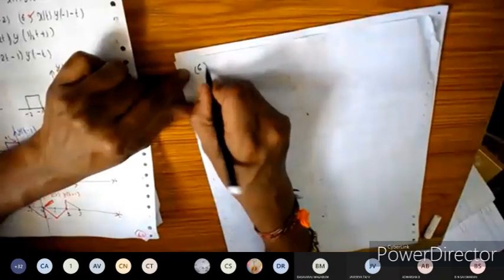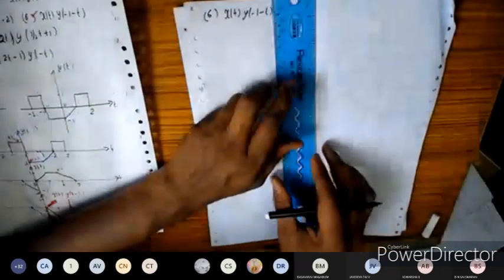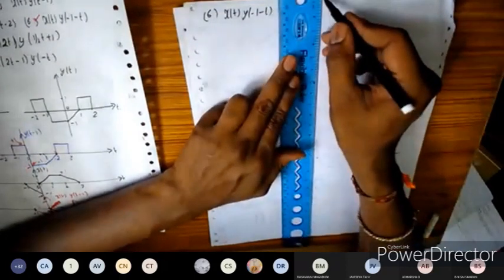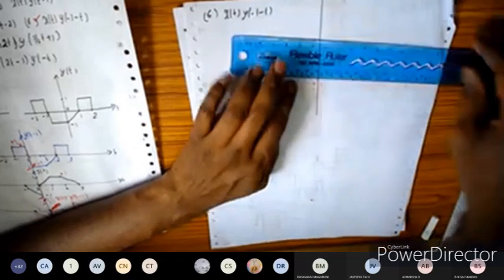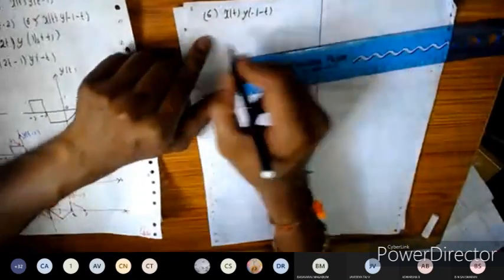Now I'll quickly go through the sixth one. The sixth one you were given as homework. The sixth problem is x of t into y of -1 minus t. So I'll plot the waveform of x of t and y of -1 minus t.